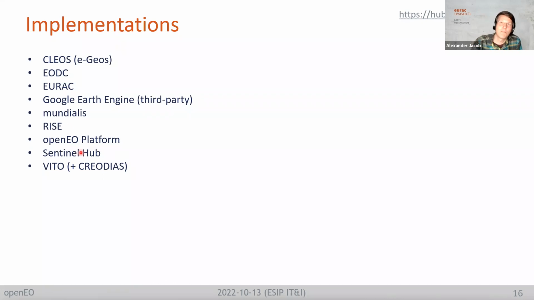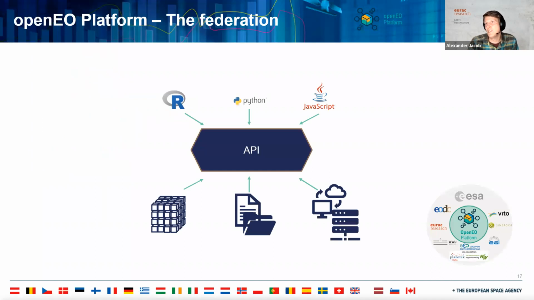There are also commercial platforms like the Sentinel Hub or the openEO platform, which I will introduce to you now. With this, we come to the next concept. Everything we've shown so far is what happens inside one of these backends. Most recently, in a project together with the European Space Agency, we are working on a federation of backends.